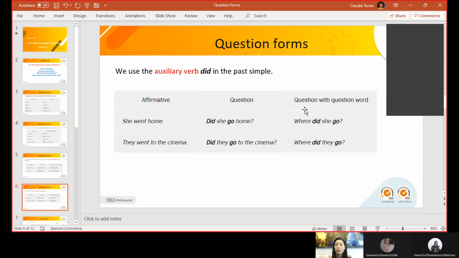And then remember, if you add a WH word, it changes, right? So where, you're asking for a place. Where did she go? Okay, so she went to the school or she went home. Okay. And here you have another one. They went to the cinema. Did they go to the cinema? Okay. Did, auxiliary, they, subject, go, verb, and question, complement and question mark. Where did they go? Okay.